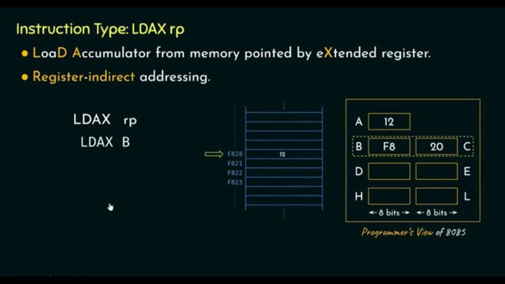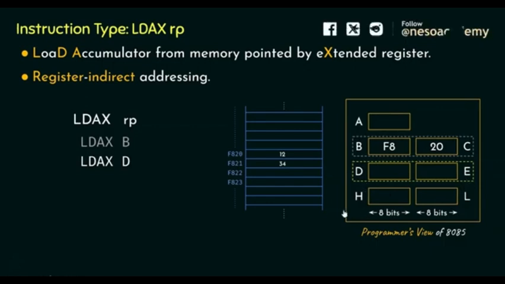Let me show you another example. Say we would like to execute the instruction LDAX D. So this time we will be talking about a memory location which will be pointed by the D register pair. Now let's suppose at the location F821 we have got the value 34. Now if we want this value to be loaded in the accumulator register by executing this instruction, within the D register, at first we will have to load the address of the memory location F821. So let's do that.